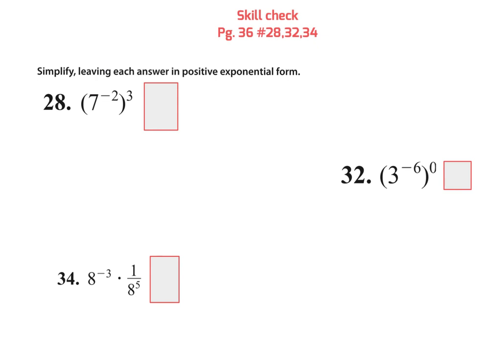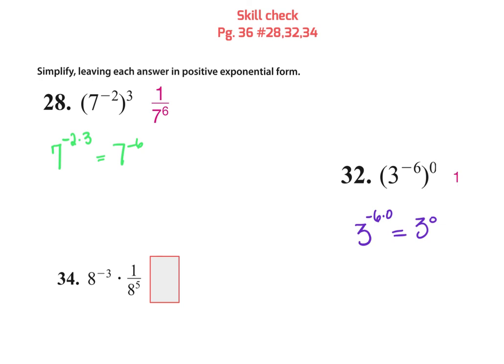Power to a power. What do I do with those? Multiply. So 7 to the -2 times 3. What is -2 times 3? 7 to the -6. That's just telling me where to put it in the denominator. 1 over 7 to the 6th power. All right. This next one, power to a power. What do I do with those? What is -6 times 0? What is anything to the 0 power? 1. My answer here is 1.